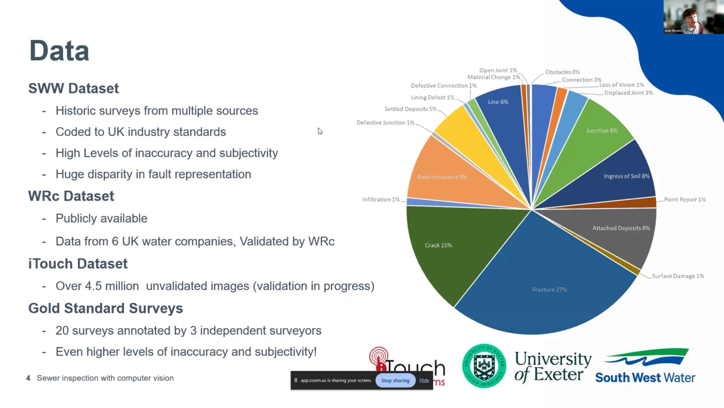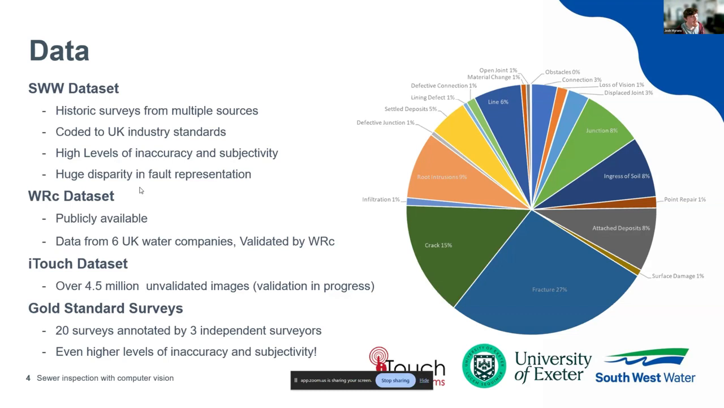So there's been quite a lot of effort across the industry in the UK to build a data set that's a bit more representative, so we can get some more examples of those faults. And that is the WRC data set that I'm going to mention here. So this was a joint project. I think there were 7 water companies involved in this, and everyone came together and provided some data to the WRC, so the kind of standards, the people that are setting the standards for sewer surveying.